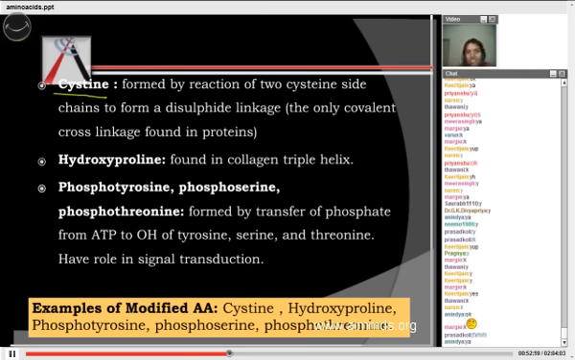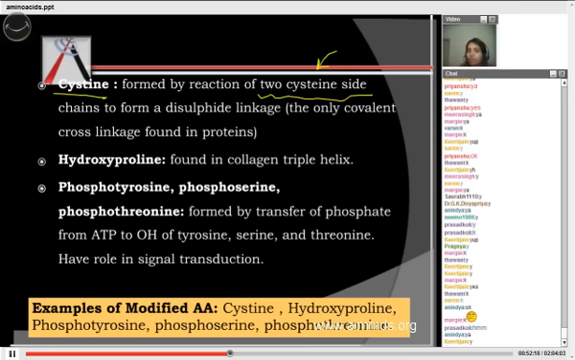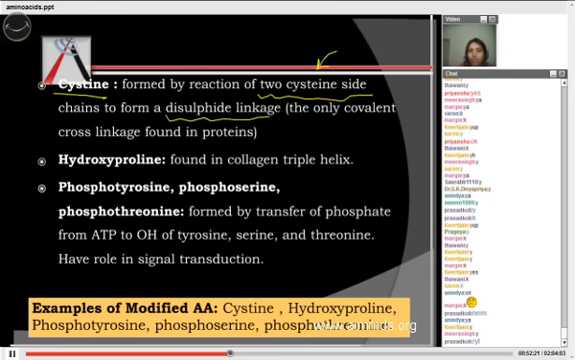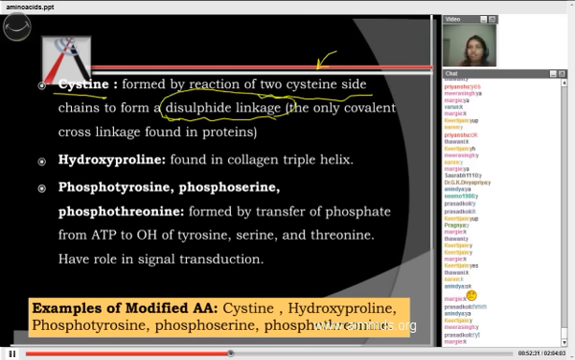We have cystine. Cystine is nothing but it is formed by the reaction of two cysteine side chains. This is the sulfur containing, right, to form a disulfide linkage. Okay, and one more point to be noted is the only covalent cross linkage found in protein is the disulfide linkage.